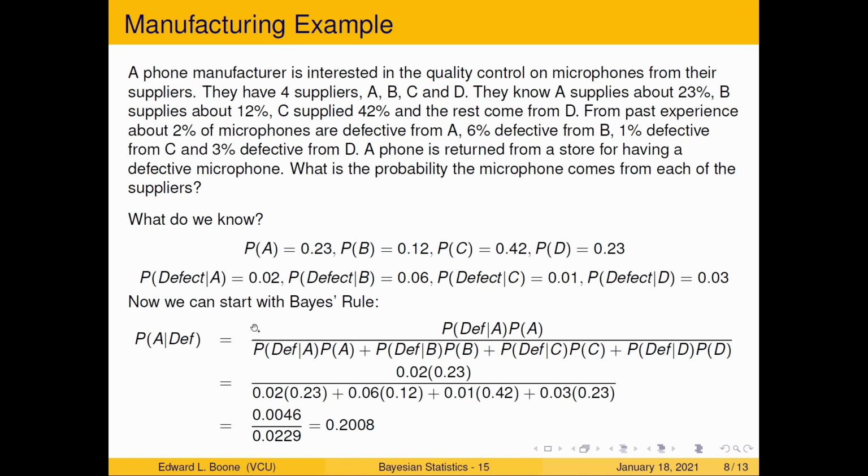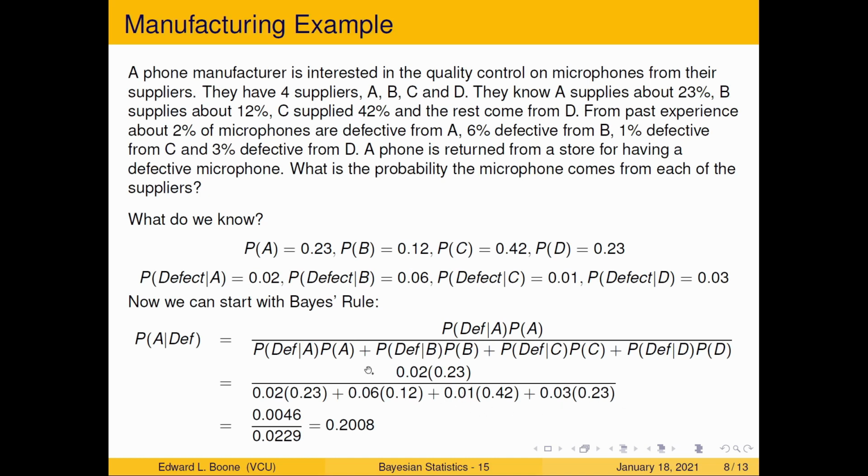Now, let's start with Bayes' rule. We're going to start with A. What's the probability that the microphone came from A, given we know it's defective? Here I've listed out Bayes' theorem without using the summation notation, so you can see all the pieces in it. That's partially what I'm trying to do, illustrate these pieces so that you can keep yourself together. Now it's just a matter of plugging in numbers. 0.02, which is the probability defective given A, times the probability of A, 0.23. Got that right in the numerator. And then I just go through and pair these up all the way down and sum them together.